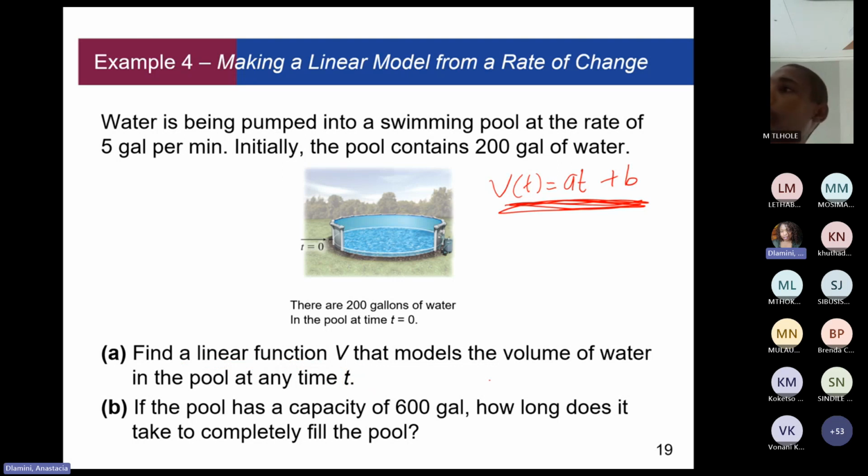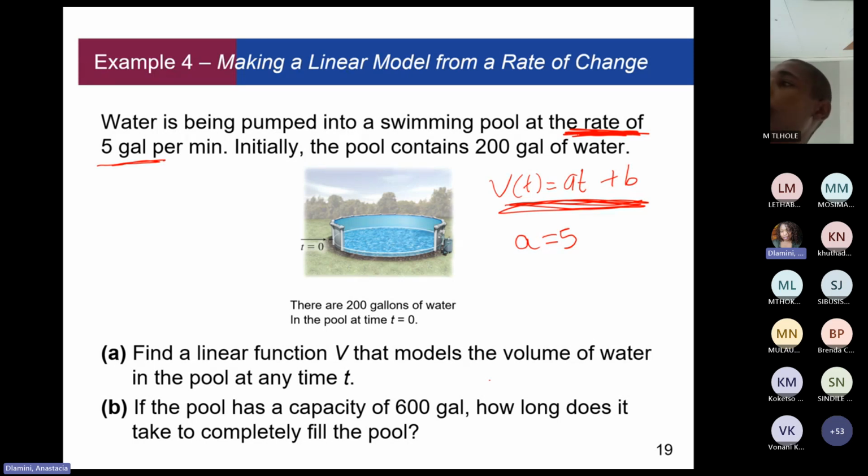Now that we know how the function will look, please continue. As I was saying, ma'am, then our A is going to be 5 because they said 5 gallons per minute. They said what? The rate of 5 gallons per minute. Yes, ma'am. That's why your A is equal to 5, because the rate of change, or the slope, is equal to 5. So now we can talk about the rate of change.